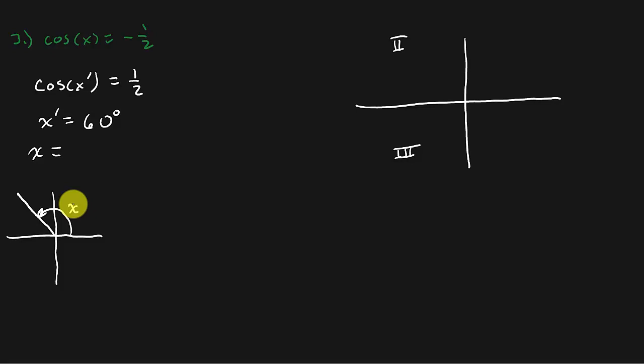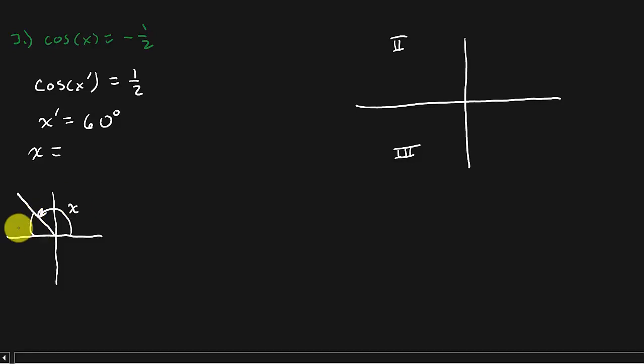We've got to use our reference angle. Our reference angle is 60 degrees. So let's get what this angle x is. x is equal to, we're going to go all the way around to 180, and then we subtract off this 60 degrees, minus 60 degrees. And that is 120. So one of our solutions is 120 degrees.